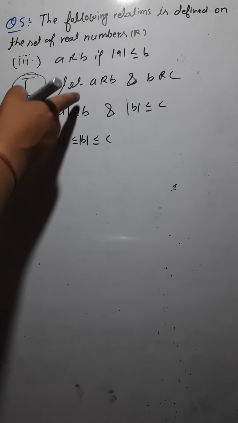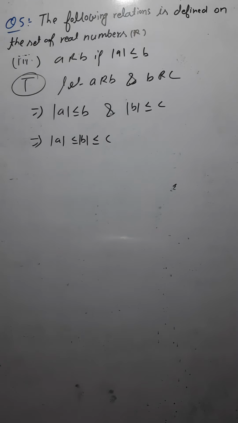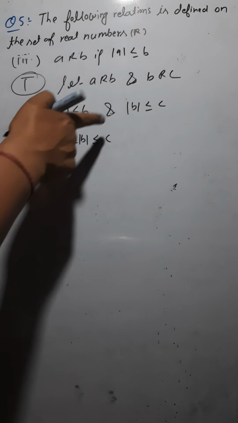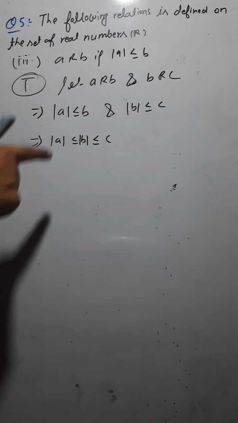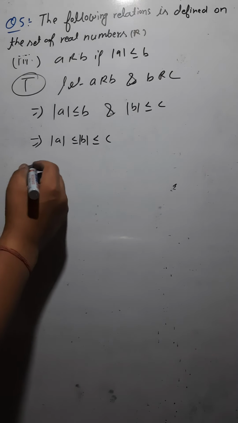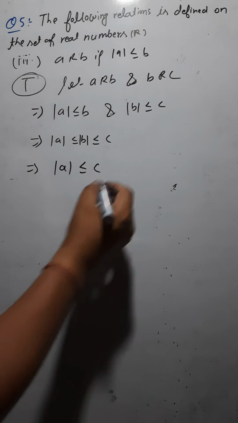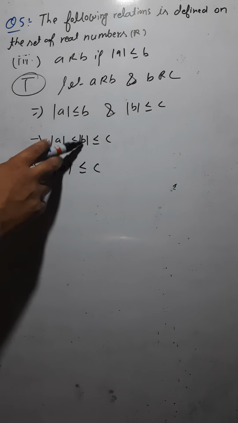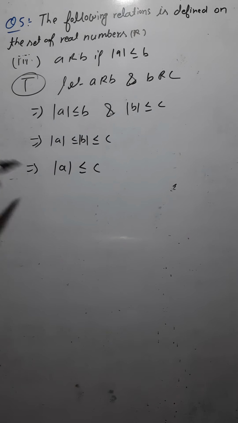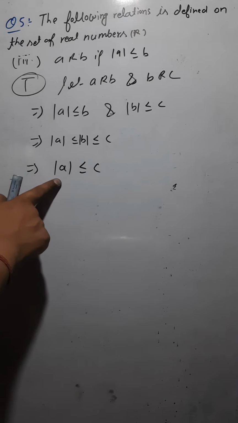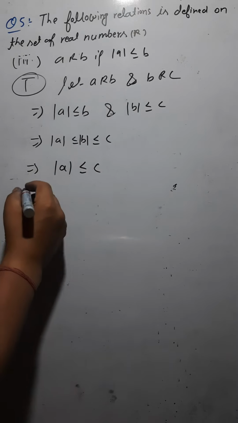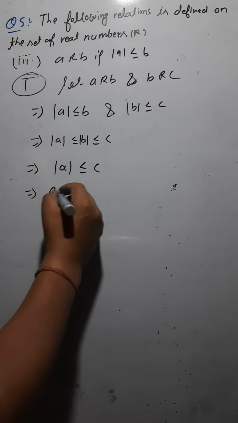So if modulus of A is less than or equal to B, and modulus of B is less than or equal to C, we can write that it implies modulus of A is less than or equal to modulus of B and is also less than or equal to modulus of C. So we can write modulus of A is less than or equal to C. Can we write this? Yes, because modulus of A is less than this also and this also. So we can write modulus of A is less than or equal to C. Now if this is so, we can write A is related to C also. So it implies A is related to C.